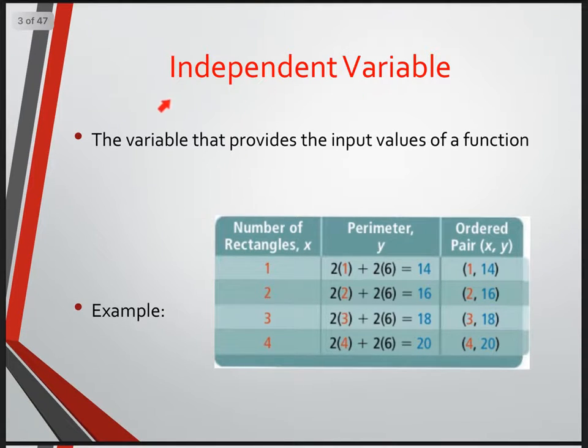Independent variable. That's a variable that provides the input values of a function. You'll see in a bit, this is obviously going to be a function. And we have input, and that's the independent variable. Then we'll have output, that's the answer, so input and output here. And that'll be the dependent variable. But again, we're talking about independent variable. That's the input, that's the x's. So lots of different names for kind of the same thing.